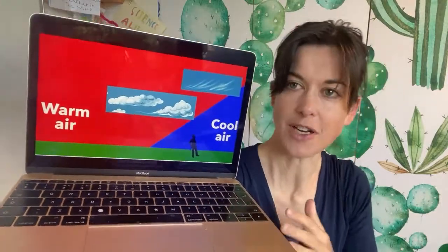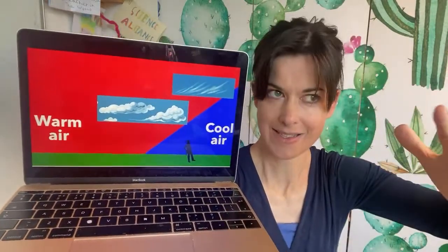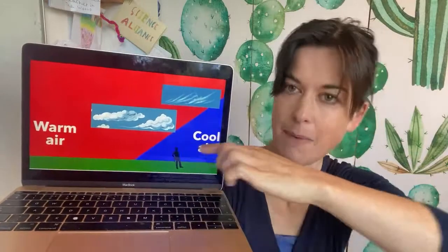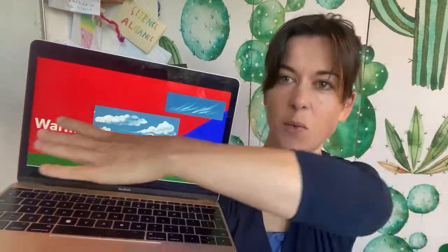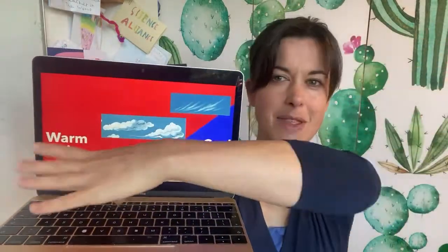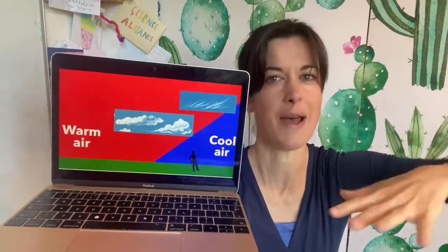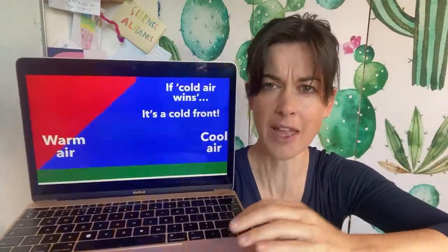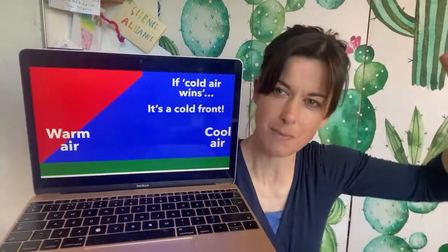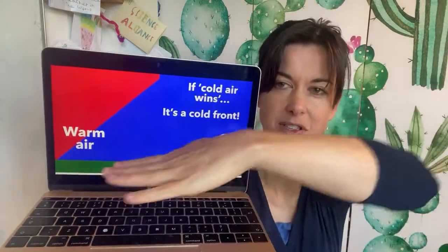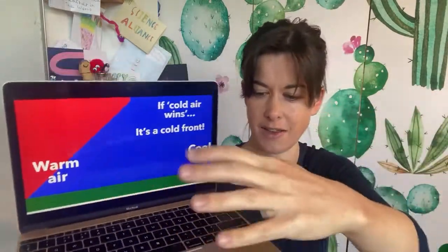So a warm front is when a warm air mass, not blob, and a cold air mass meet, and the warm air mass kind of wins and moves into the cold air mass. You remember this? And it goes up over it because warm air rises over cold air. And if the cold air mass wins, if the cold air moves into the warm air, then it does the opposite. It scooches underneath it, right?